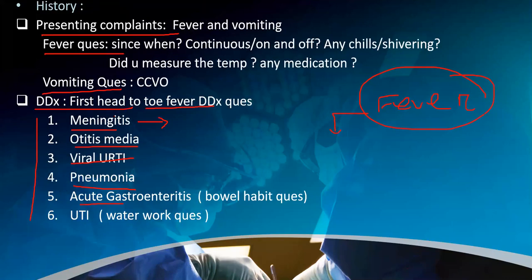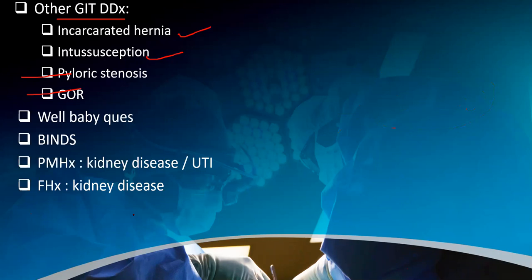See how the format helps us to find out a case. So in this way we will ask, okay? So fever question, then the vomiting question, and then we ask the relevant differential diagnosis. So meningitis, otitis media, viral upper respiratory tract infection, pneumonia, gastro, UTI. Then other GIT questions are also important: incarcerated hernia, intussusception, pyloric stenosis, gastroesophageal reflux.